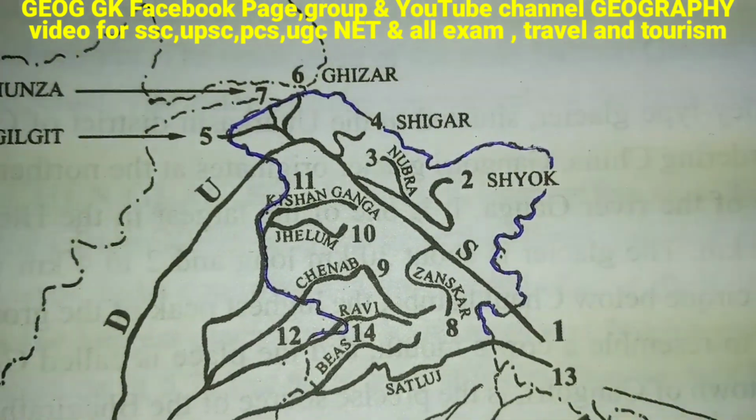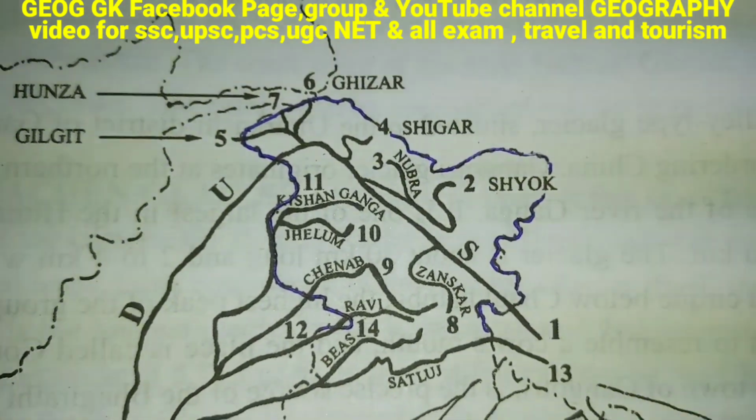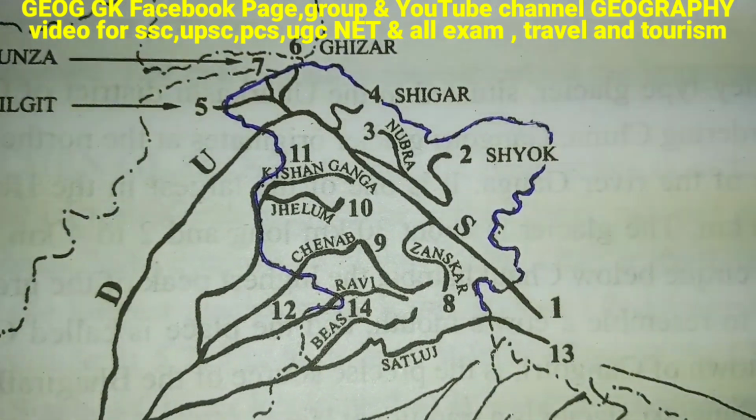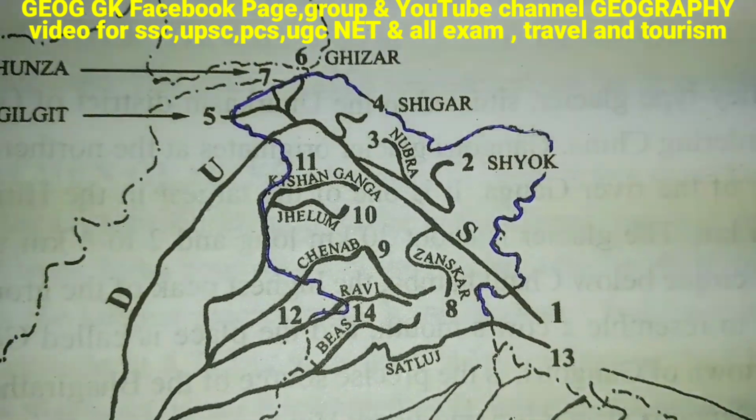Peak. The Shigar River descends down a very steep gradient. Its entire catchment has been influenced by the action of glaciers.